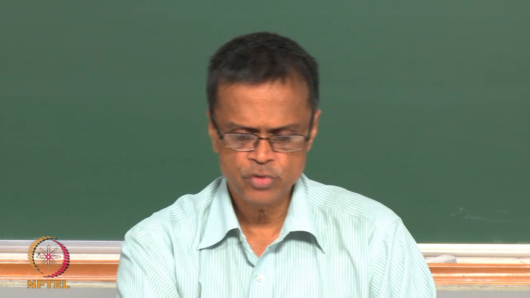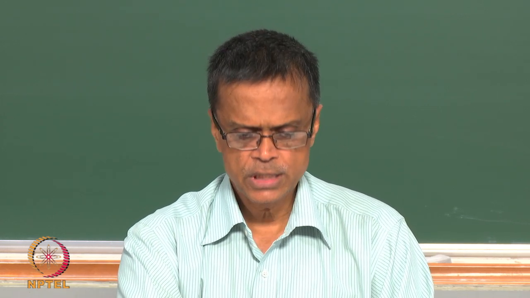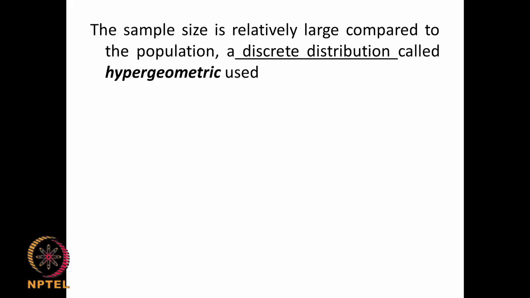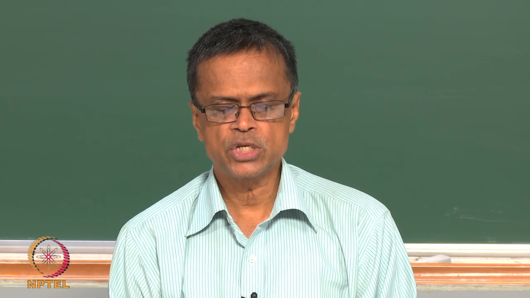It is quite useful. Now let us look at another distribution, called the hypergeometric distribution. What is the hypergeometric distribution? Generally in a hypergeometric distribution, the sample size is relatively large compared to the population of a discrete distribution. So, the sample size is quite large, whereas normally in a normal distribution the sample may be small and the population is very large.